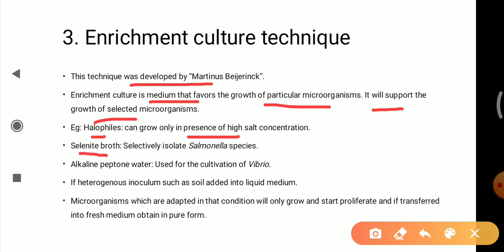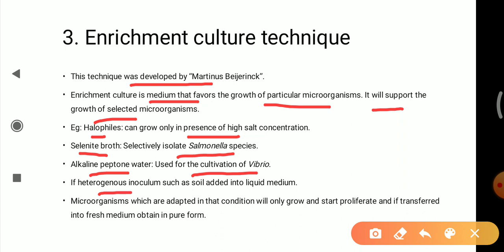Selenite broth is selective for Salmonella species. Alkaline peptone water is used for the cultivation of Vibrio. These are all selective media for particular microorganisms, or we can say enriched media for that particular microorganism.